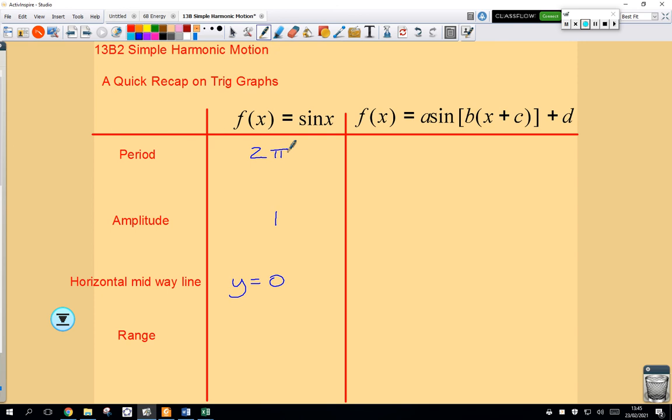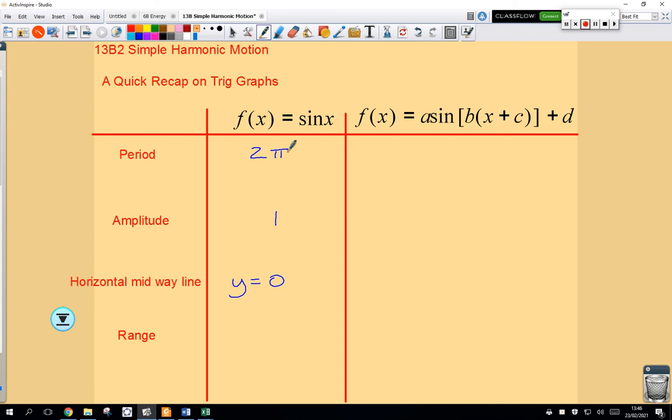Or 360 degrees. So if you take the sine of 10 degrees, that'll be the same as the sine of 10 plus 360 degrees, which will be the same as the sine of 10 plus 360 plus 360 degrees. It repeats itself every 360 degrees.